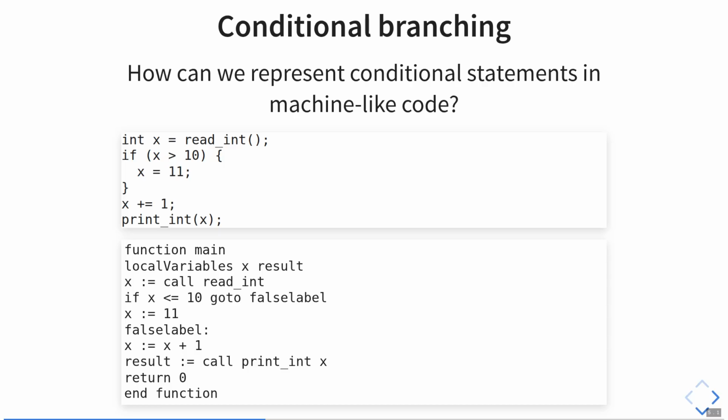What's one difference between the original C code and the simple IR code? Yes? You swap the condition, you know what I'm talking about. Yes, we inverted the condition. So the condition here in the C code is x is greater than 10. But in the simple IR code, we have x is less than or equal to 10 instead.